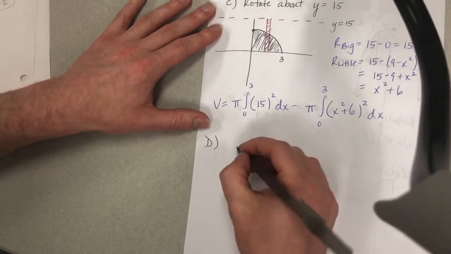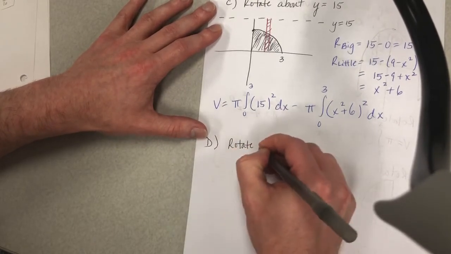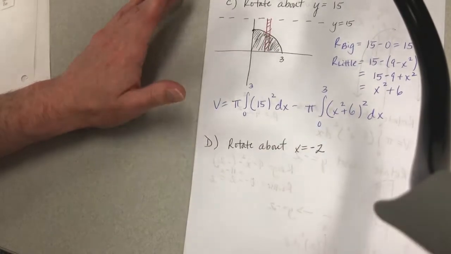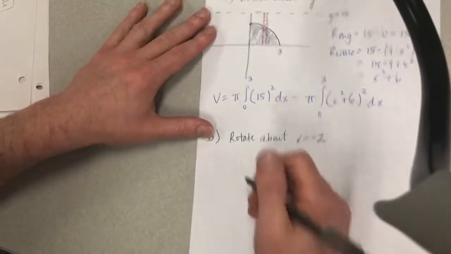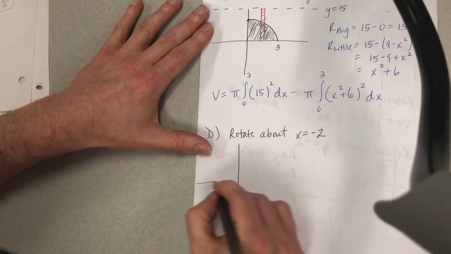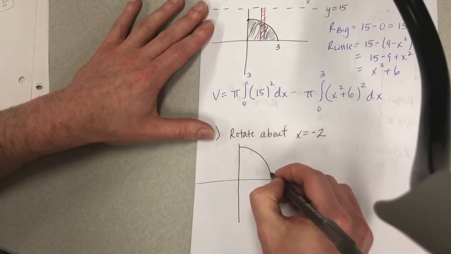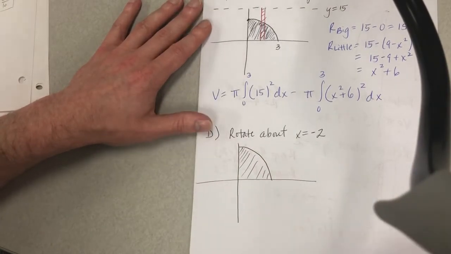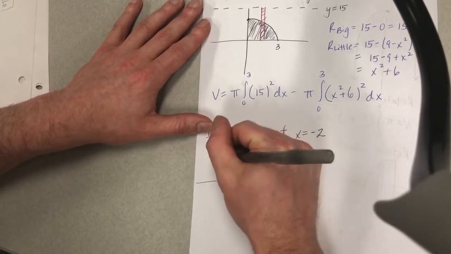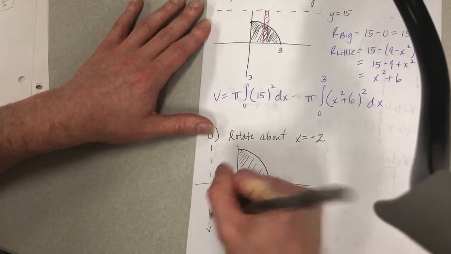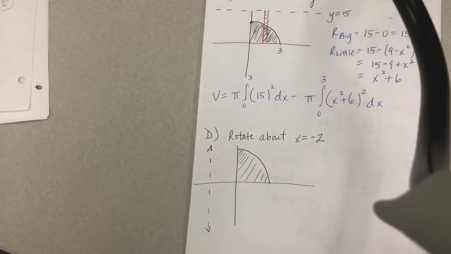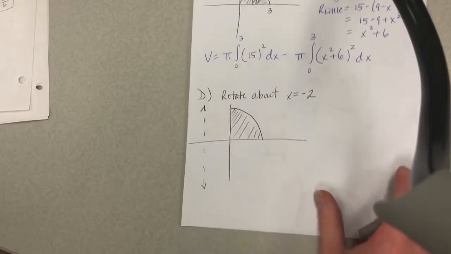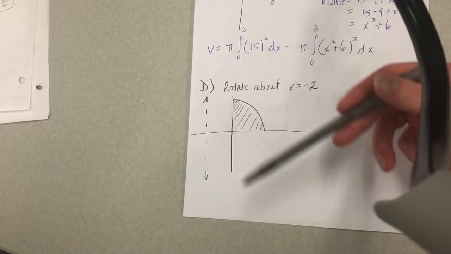Okay, so let's rotate about the line x = -2. Okay, so first step is to draw a region. And then our axis of rotation. So x = -2 is over here. So in the previous examples, we were going about a horizontal axis. See, this is a horizontal line going in this direction right here. We're going about a vertical axis in this example.